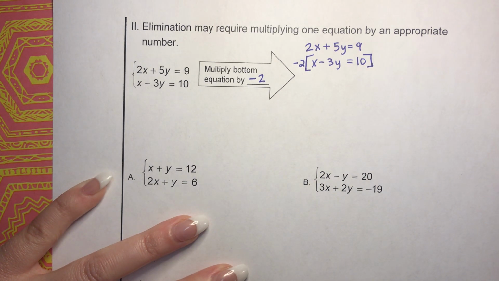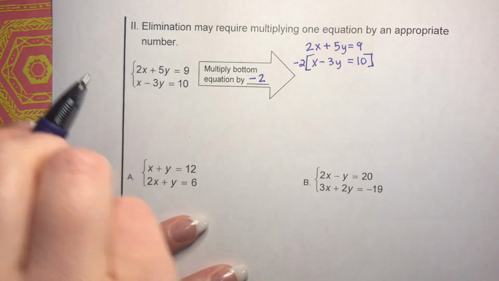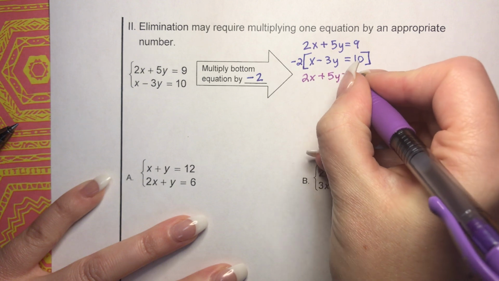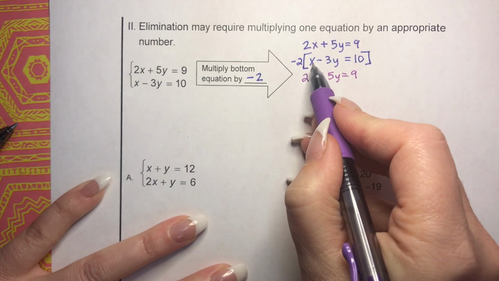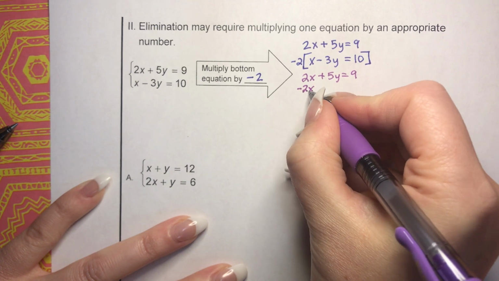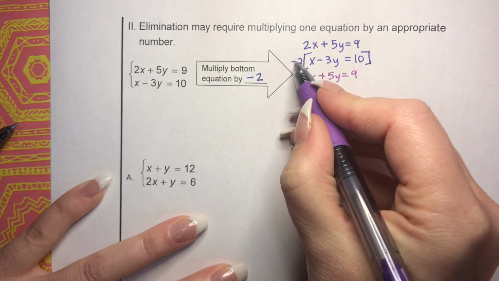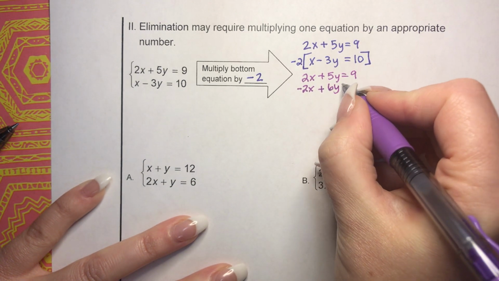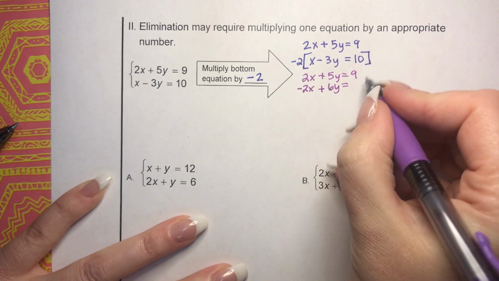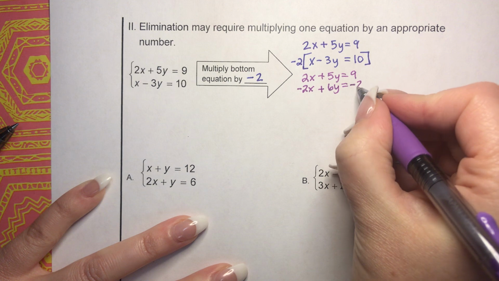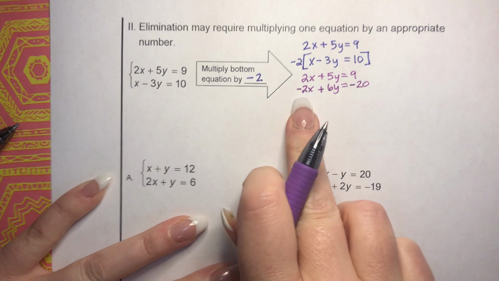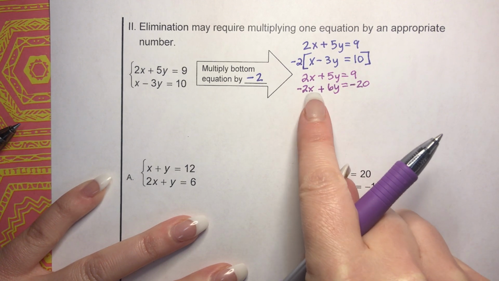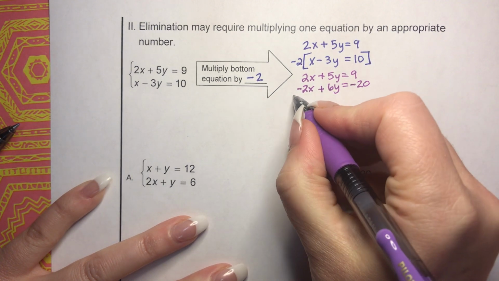When I do that, I write the top equation again, 2x plus 5y equals 9. Then negative 2 times x gives me negative 2x. Negative 2 times negative 3y: a negative times a negative is a positive, 2 times 3 is 6y. Equals negative 2 times 10: a negative times a positive is a negative, 2 times 10 is 20. And look what happens. Now we have a variable with the same number, 2, one positive and one negative. So now we can use elimination.